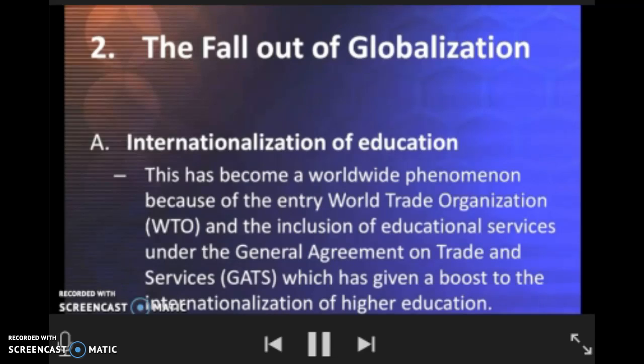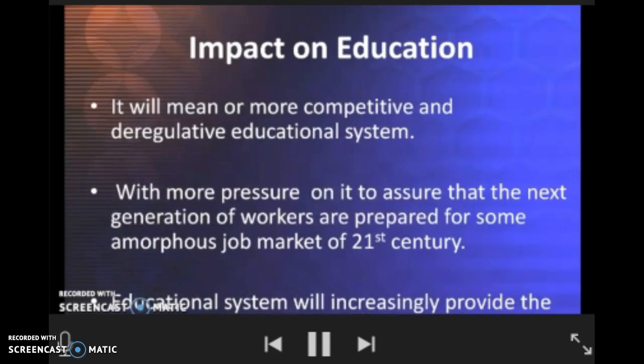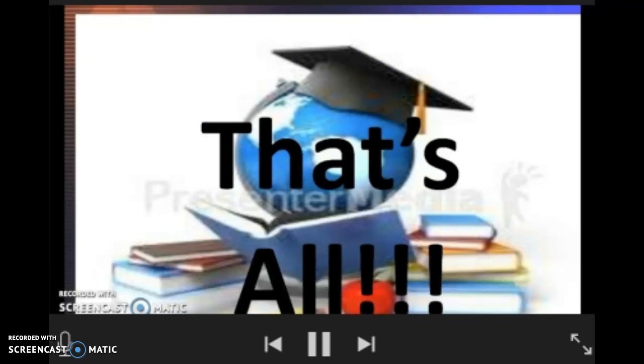So you see some fallout of globalization, internationalization of education, finance-related issues, secondary and higher education, and some of the impact it will mean, or more competitive educational systems with more pressure on it to assure that the next generation of workers are prepared for some of the jobs that are coming out in the 21st century.